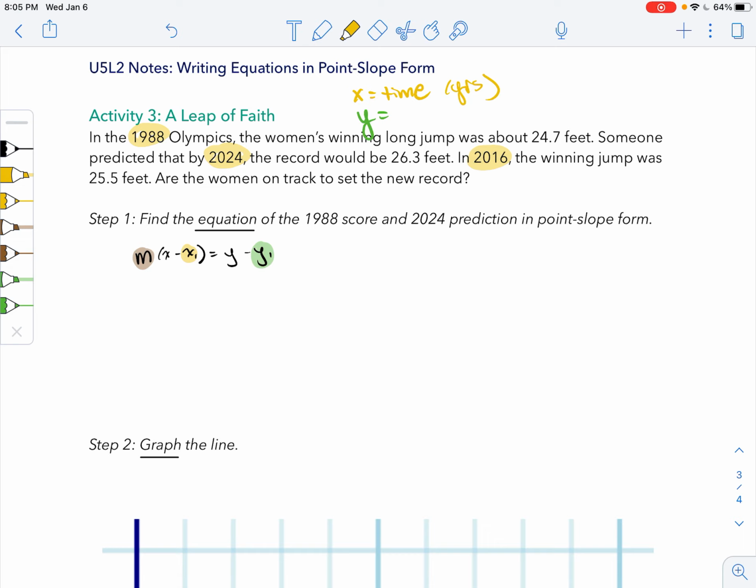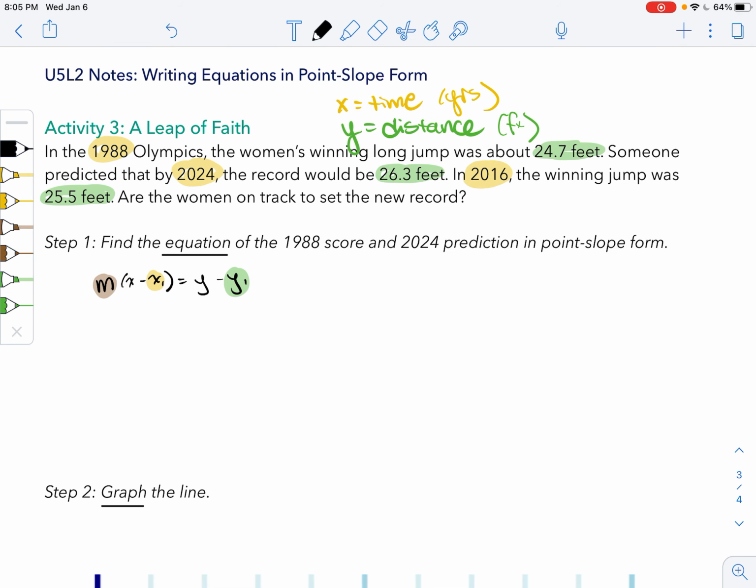Okay. So what's our other data point that we're talking about? Well, we're talking about the jump length. Distance? Yeah? Okay. Cool. So here we go. Oh, yeah, I didn't label it. Y is, how about just distance in feet? Cool? Cool. So we're going to use the 1988 score and the 2024 prediction and write them as points.